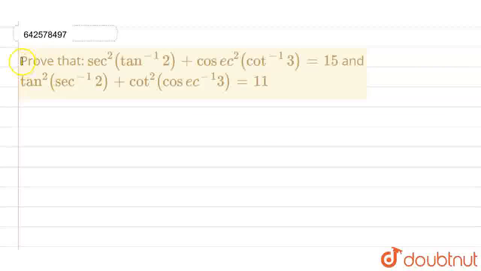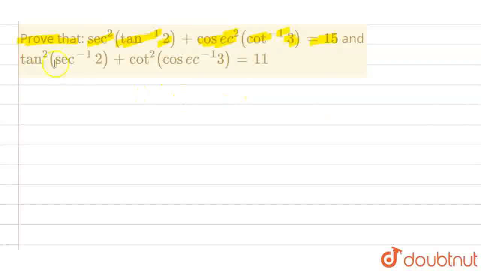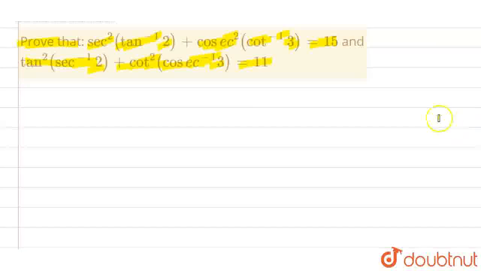Hello everyone, you have to prove that in this question sec square tan inverse 2 plus cosec square cot inverse 3 is equal to 15, and tan square sec inverse 2 plus cot square cosec inverse 3 is equal to 11. Let's take the LHS of the first condition first.